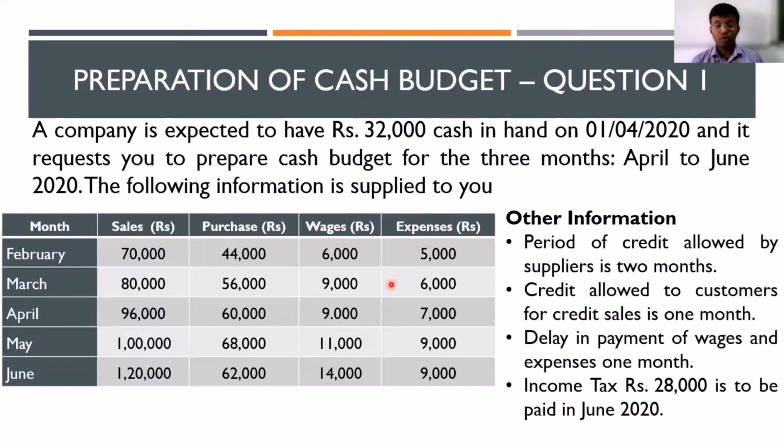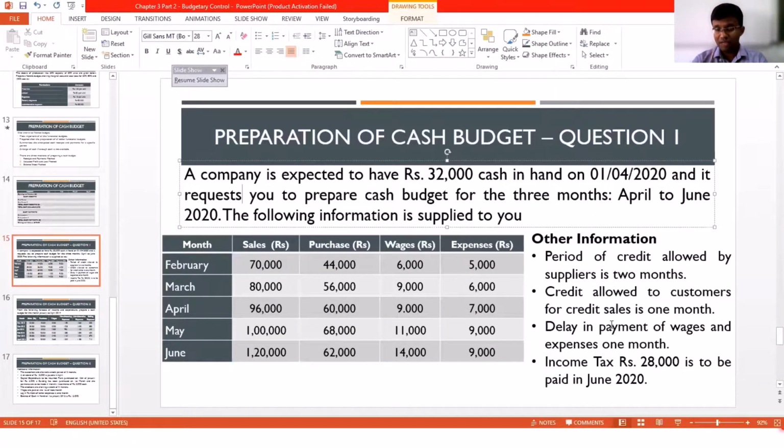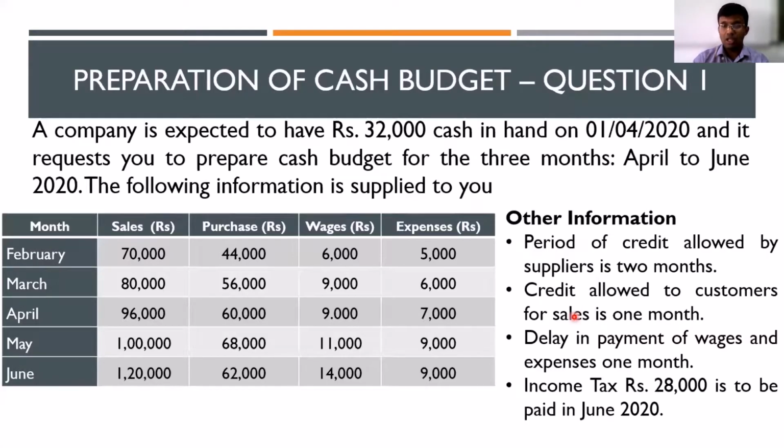Along with this, they've also given you some additional information. Period of credit allowed by suppliers is 2 months. Credit allowed to customers for credit sales is 1 month. Delay in payment of wages and expenses by 1 month. Income tax of 28,000 is to be paid in June 2020. So using these pieces of information, we will have to go about preparing the budget. Now, how exactly do these pieces of information apply to us?